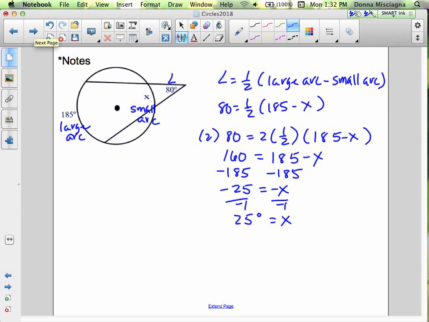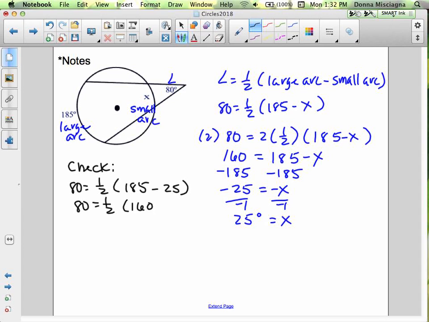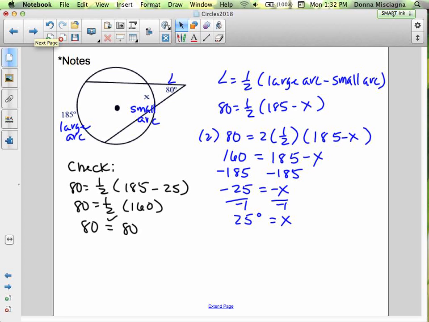Right? And if we were to check, I'll just do a quick check on this one just so you can see how to do the check. So to check, you just plug it back in. 80 equals 1/2 (185 minus 25). 185 minus 25 would give us 160, and half of 160 is indeed 80. That checks out. All right, that's all there is to a check. Just plugging back in and making sure you got the same thing on both sides.